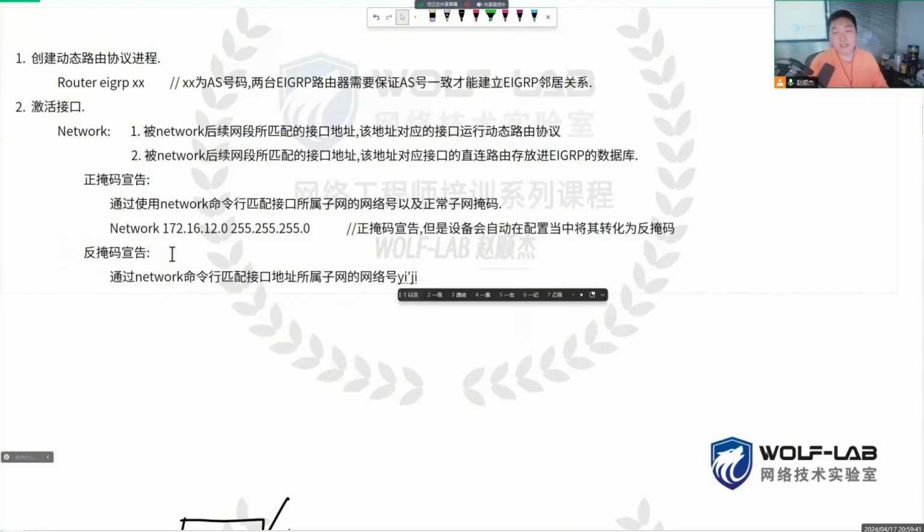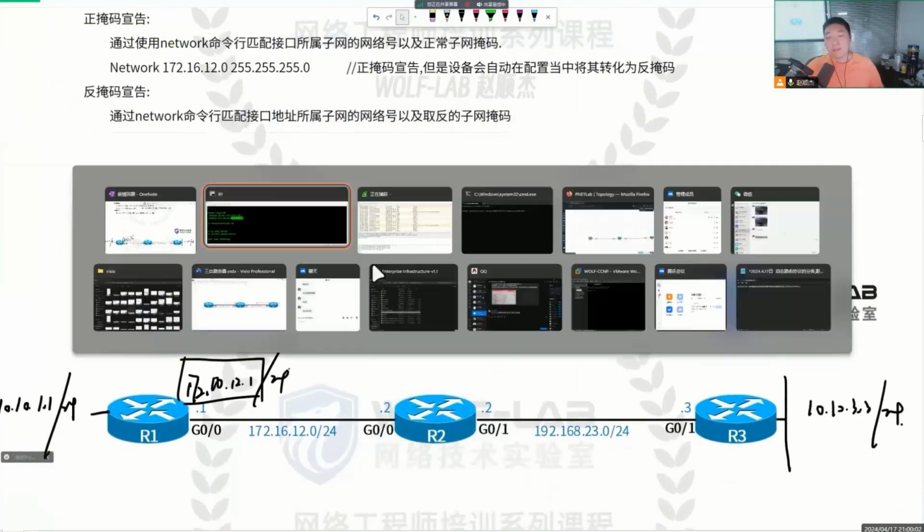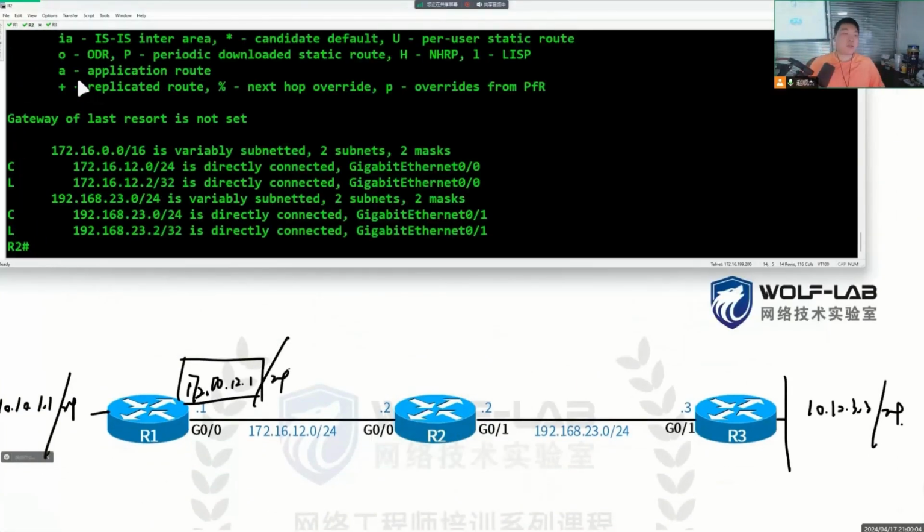255.255.255.0. So the regular way to declare an inverse mask, we go to 172.16.12.0, regular mask 255.255.255.0. We invert it, 1 turns into 0, 0 turns into 1. 0.0.0.255, activate our interface, run EIGRP.